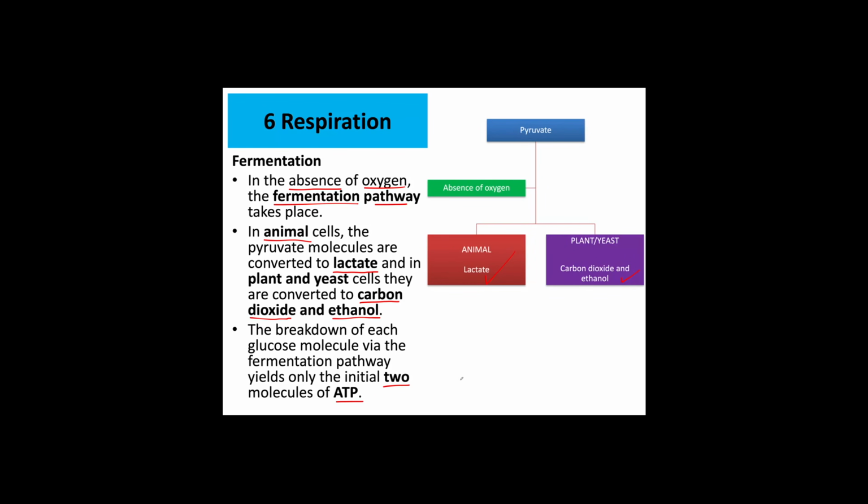Okay, so that's in the absence of oxygen. The fermentation pathway takes place. Animals produce lactate, plants and yeast produce carbon dioxide and ethanol. And this whole process produces only the initial molecules that were made in the first breakdown, which are 2 ATP.